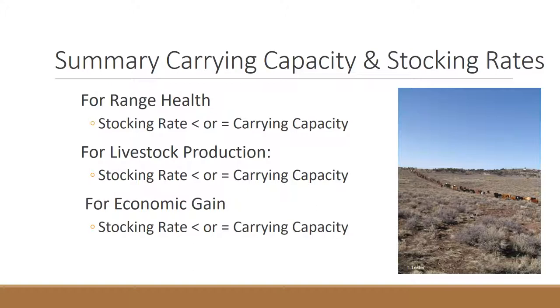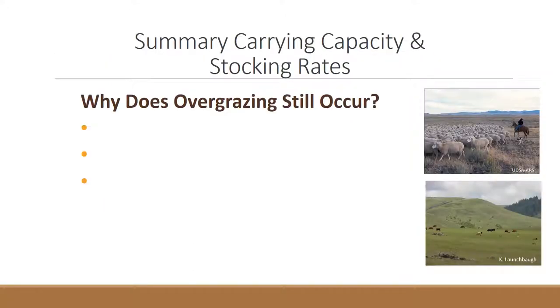In all the cases, you would want to set stocking rate somewhere below that level that the land can handle on a long-term basis. So having said that, why is there overgrazing? I guarantee you there's overgrazing out on the land. We've all seen it. Why does that happen? If what I've just said is that there's really no good reason to overgraze, whether you're interested in the range health, the animals, or economics, why is there still overgrazing?